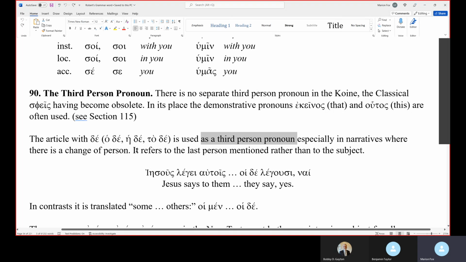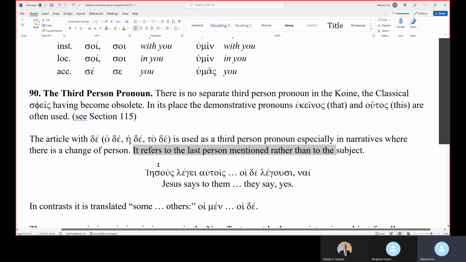Now, here's the trick on it. You've got to remember this with this structure. It refers to the last person mentioned rather than to the subject. So even though it's in the nominative case, it doesn't refer to the subject. Is that clear? Everyone understand that? That's important to make a note of when you run into these words being used. Hode, heyday, tode.